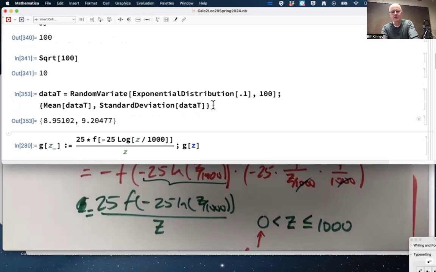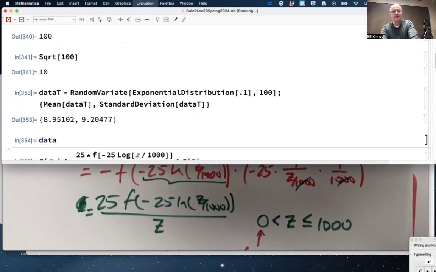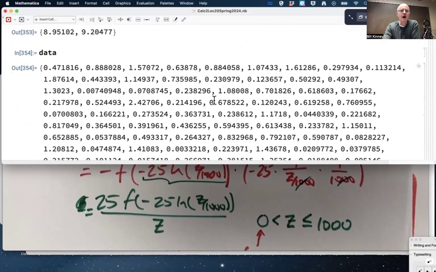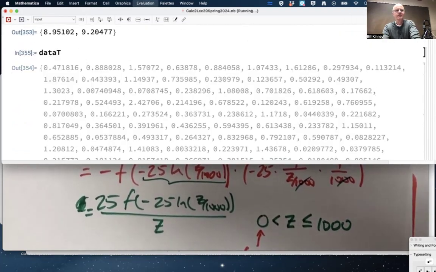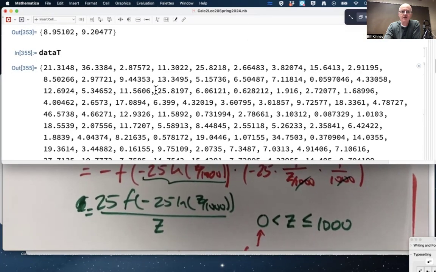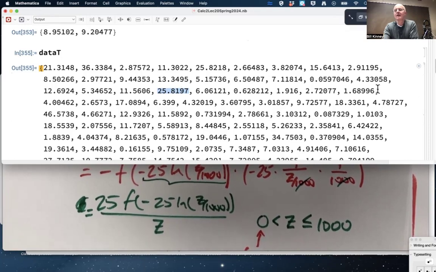We can look at the data too. These are lifetimes for various refrigerators in years. Oops, not data, but data T. Yeah. Sometimes you get outliers. This one lasted almost 26 years. But on average, these numbers average out close to 10. The standard deviation is 10 as well.